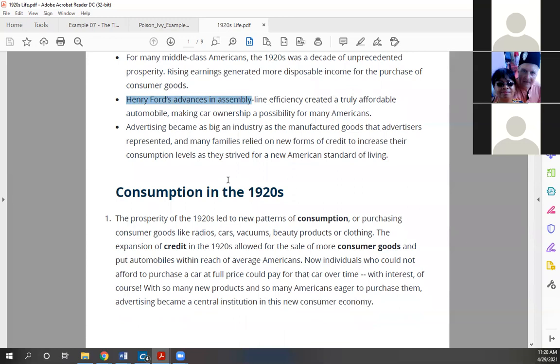So consumption in the 1920s. The prosperity in the 1920s led to new patterns of consumption, or purchasing consumer goods like radios, cars, vacuums, beauty products, or clothing. So that's when we talk about economics, and there are some economic ideas on the GED test, the HiSET test. Consumption just means buying stuff.